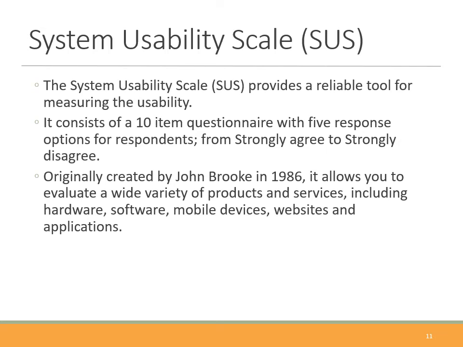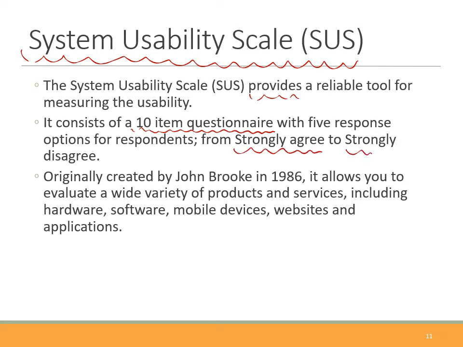Another tool that we can use to assess the usability of the system is called the System Usability Scale, or SUS. This one, SUS, provides a reliable tool for measuring usability. And what is it? Actually, it is a kind of questionnaire and survey form. It's a 10-item questionnaire with 5 response options, so it's a 5-point Likert scale, starting from strongly agree to strongly disagree. So 10 questions with 5-point Likert scales.